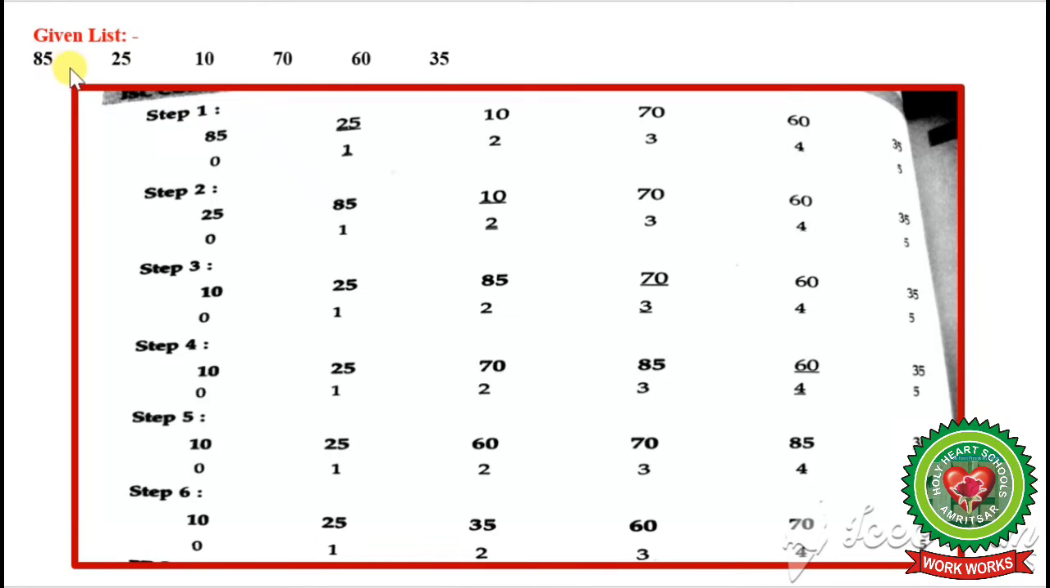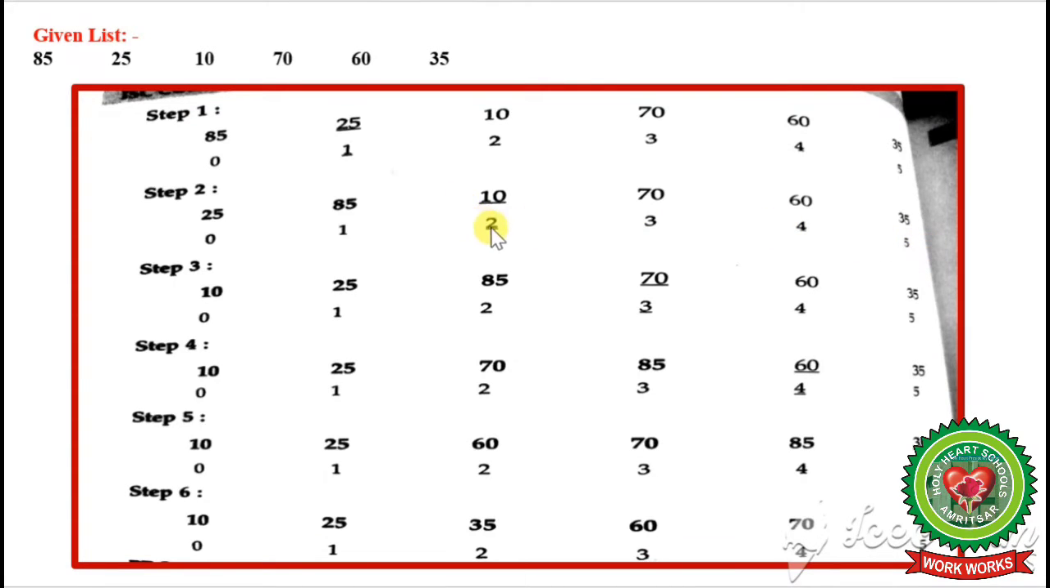Suppose we have the list 85, 25, 10, 70, 60, 35. Now, according to the first step, I have to pick one element from this list. So, I have picked element number 1, that is 25. Now, 25 is at the first position. The rest of the list is 85, 10, 70, 60, 35.